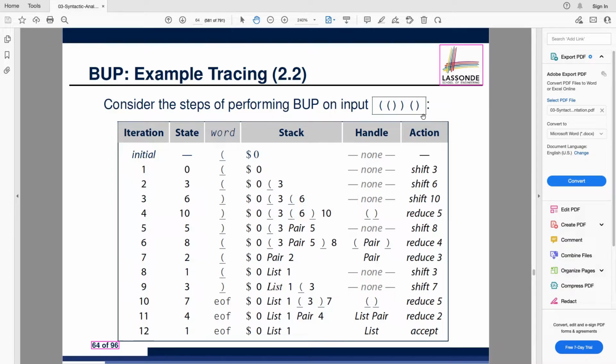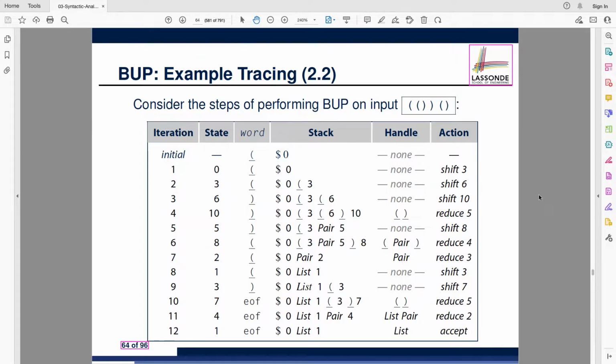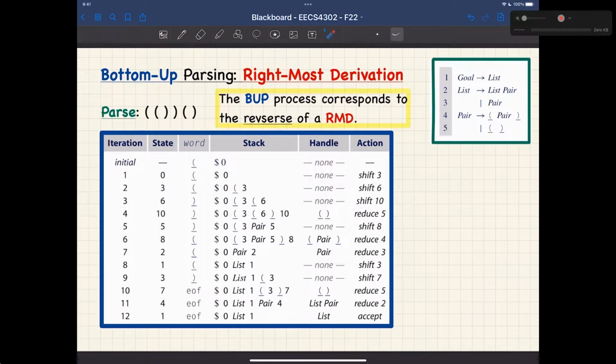Of course, you have to make sure you actually understand how this one is derived and make sure you're convinced. I'm going to use this table to illustrate that the process of bottom-up parsing indeed corresponds to the reverse of rightmost derivation. How? Let's take a look. We're going to focus on all the handles and see how the handles build up the parse tree. That's basically what we're going to do.